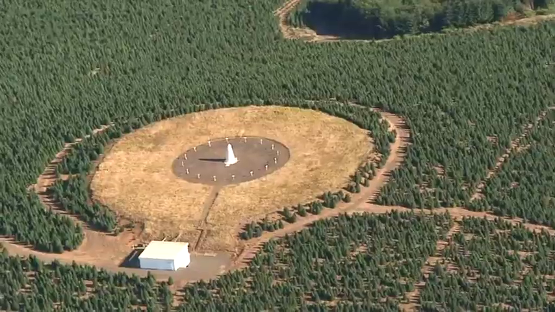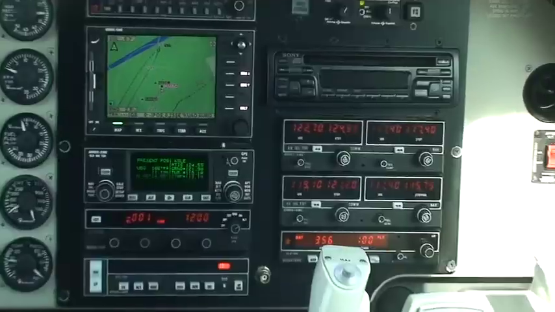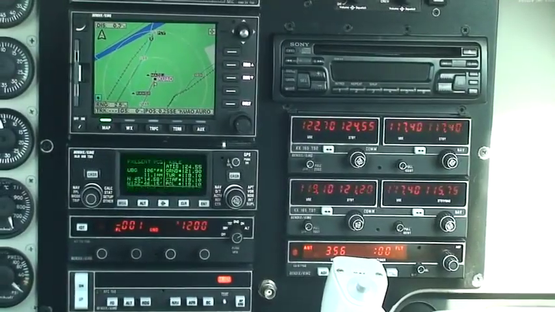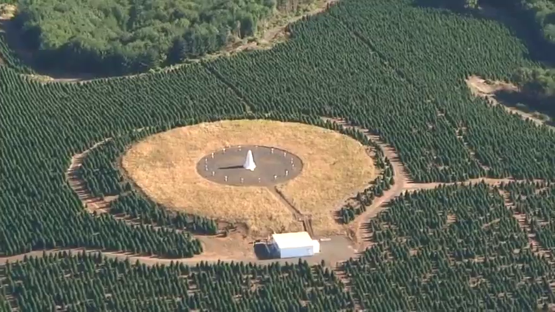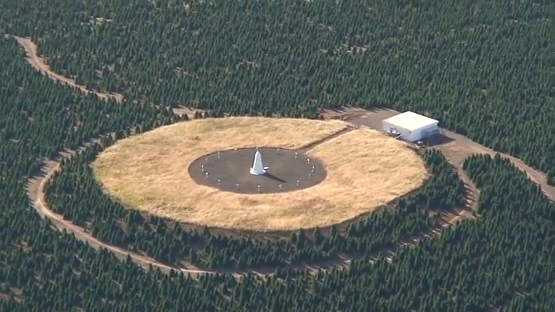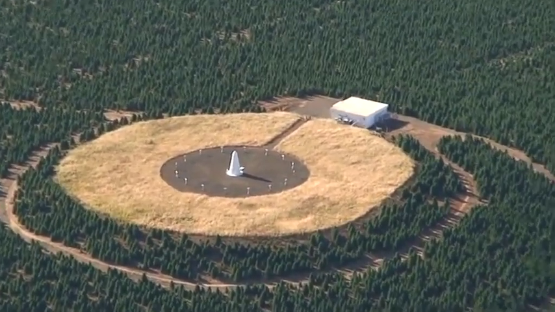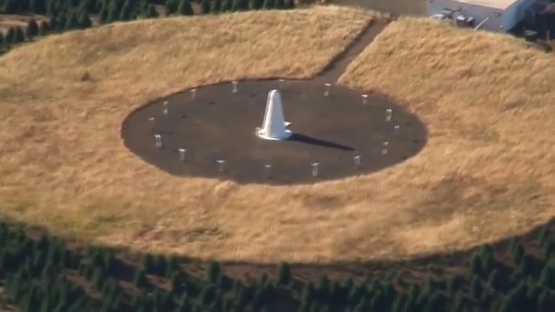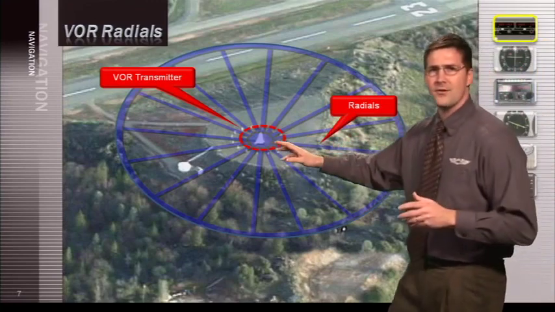Now, the VOR ground-based station transmits a unique signal which is received by your aircraft's VOR receiver. The transmitter projects a signal 360 degrees around the station, and you can see that right here. These signals are referred to as radials from the VOR transmitting station. To understand this concept, think of a hub of a wheel and the wheel spokes, or in this case, the radials. Here they are projecting outward from the hub. You can see that right here.